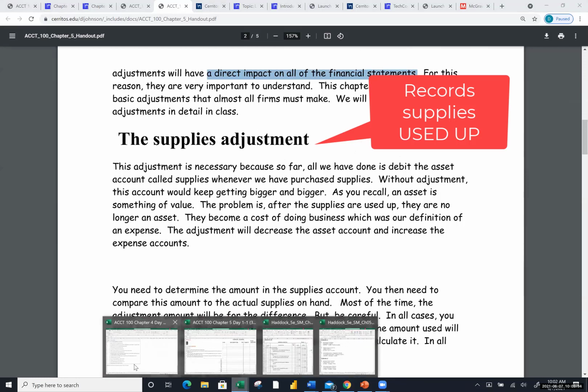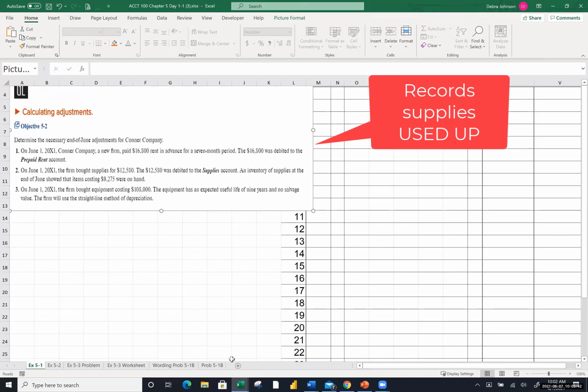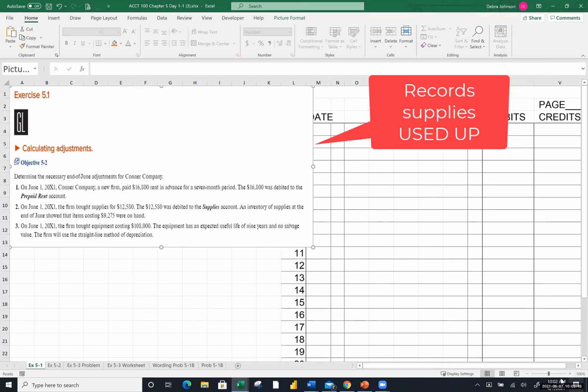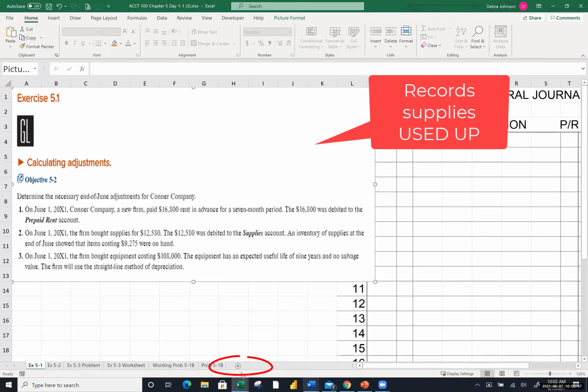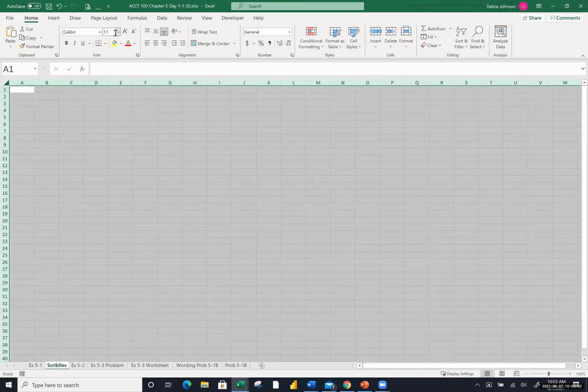So I'm just going to get my chapter 5, and I'm going to go to the end of Excel so I can have in Excel something to scribble on. The way you open a new tab in Excel is at the very end of the tabs, you'll see this little plus sign. So I'm going to open a new worksheet, and I'm going to call it Scribbles. If you double click on it, you can give it any name you want. I'm going to make this font much bigger so you guys can all see it.